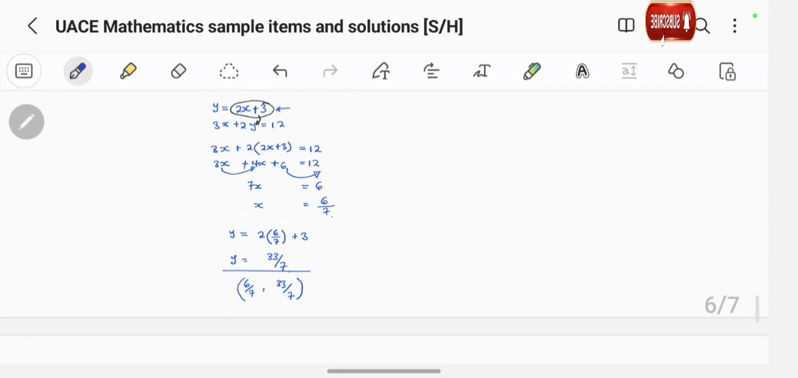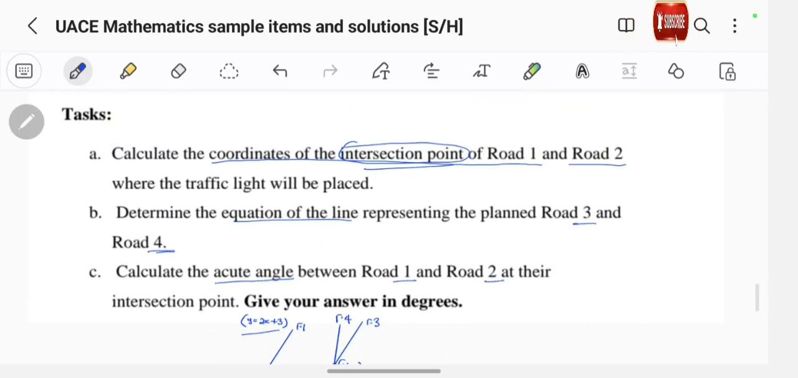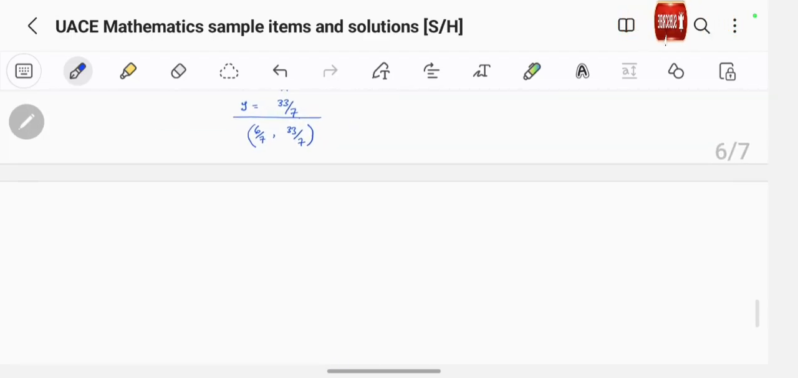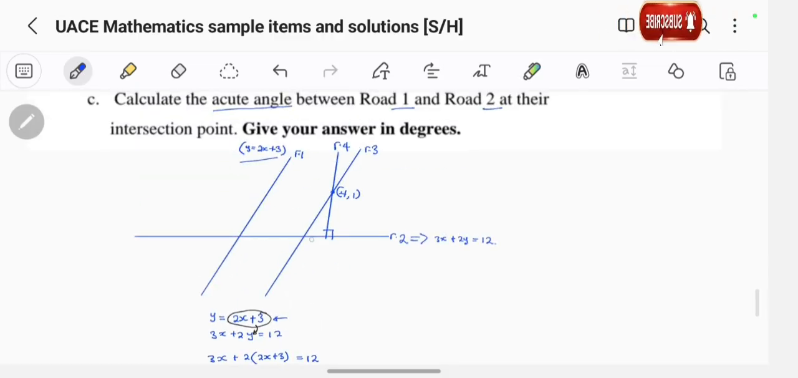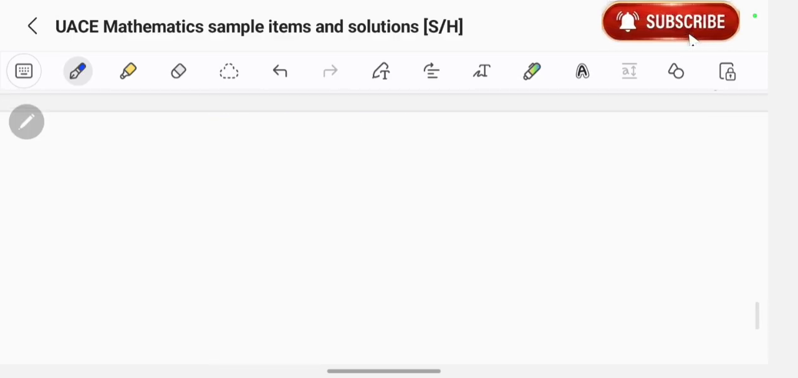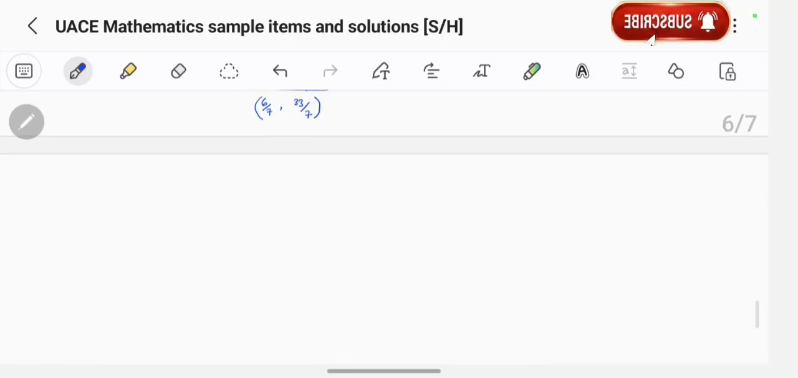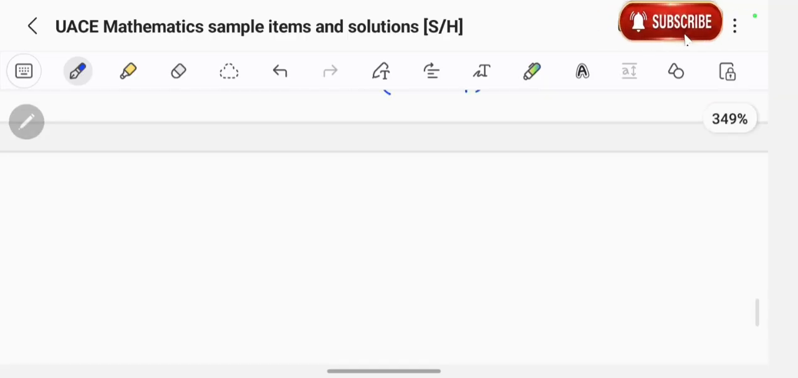So we move on to task B. Determine the equation of the line represented by road 3 and road 4. So we have road 3 passing through point (4,1), and it's parallel to road 1. So I'm going to use that parallel concept. Parallel lines have the same gradient.